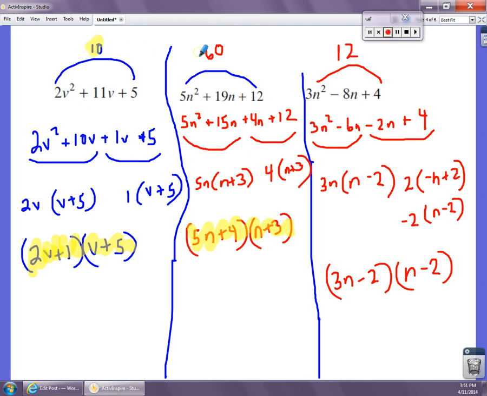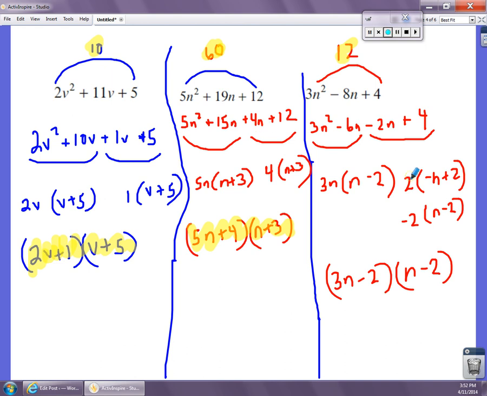At the very top, I multiplied a times c. So this is how I figured out what these little inside terms were, because I knew that in this one, what are the things that multiply to 10 that add to 11? 10 and 1. Here, what multiplies to 60 and adds to 19? 15 and 4. And here, what multiplies to positive 12 but adds to negative 8? That's negative 6 and negative 2.